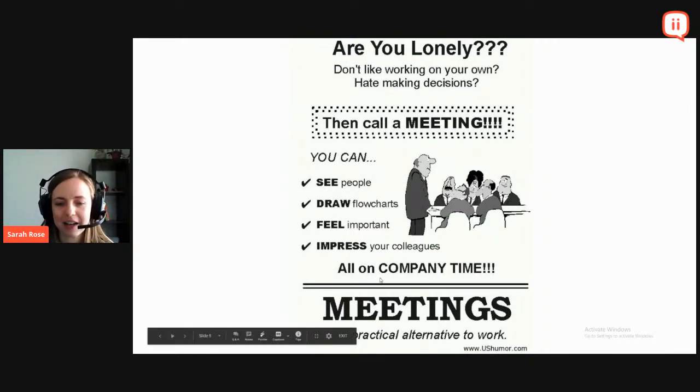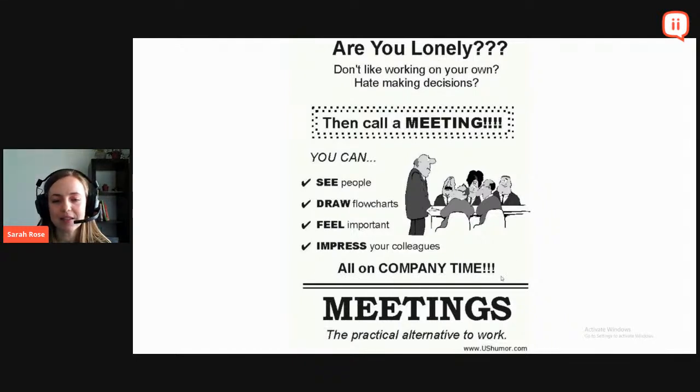Let's just check some vocabulary here on this cartoon. All on company time. What does that mean, on company time? You can see people, feel important on company time. When we say company time, we mean the time or the hours that you are paid to work by the company. So the company is paying you to work from maybe 9 till 5. That means 9 until 5 o'clock is company time. Usually on company time, we have to work because we are paid to work. But this cartoon says maybe you don't have to work if you have a meeting.